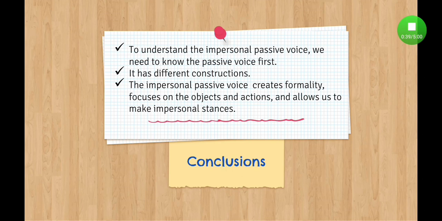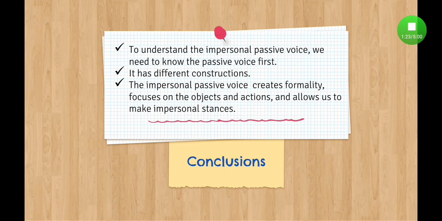The second conclusion that we can draw is that the impersonal passive voice has different constructions. There are different structures as well as different verbs. And the last conclusion is that the impersonal passive voice creates formality, focuses on the objects and actions. This means that we are no longer focusing on the agent that is doing the action inside of a sentence, but on the object and the action as itself.